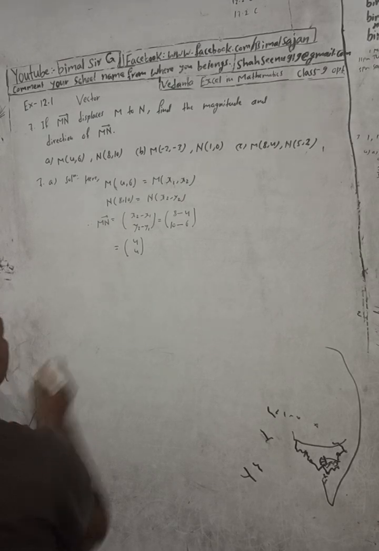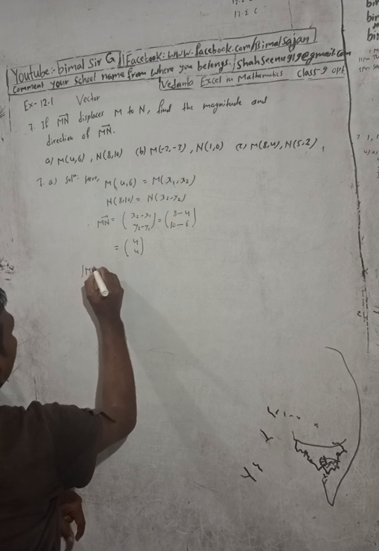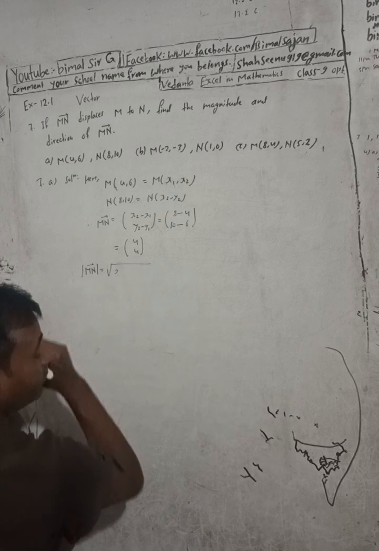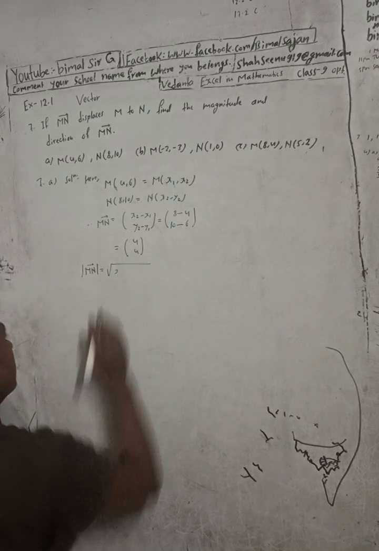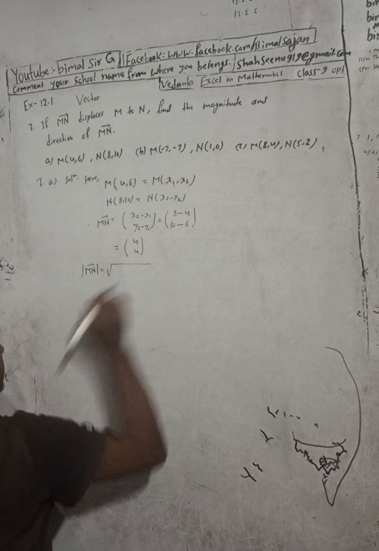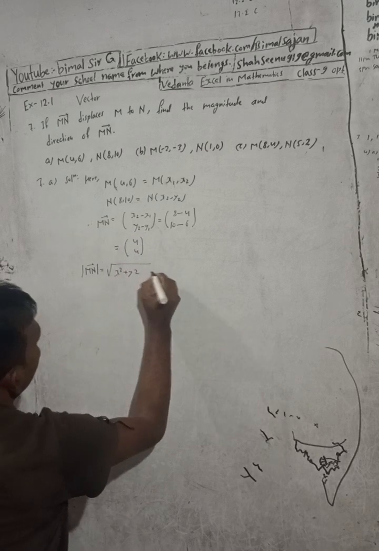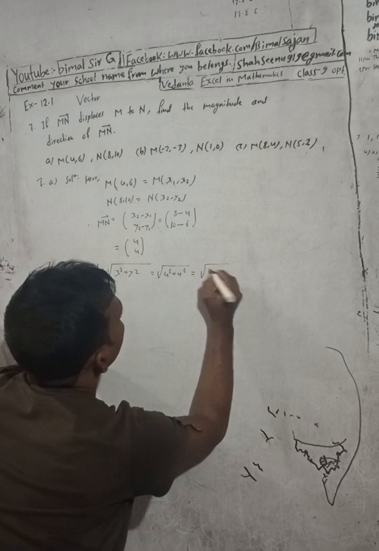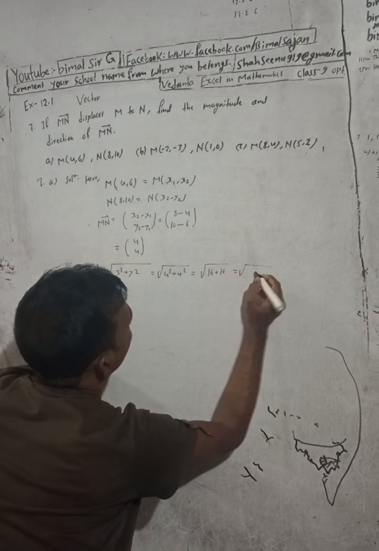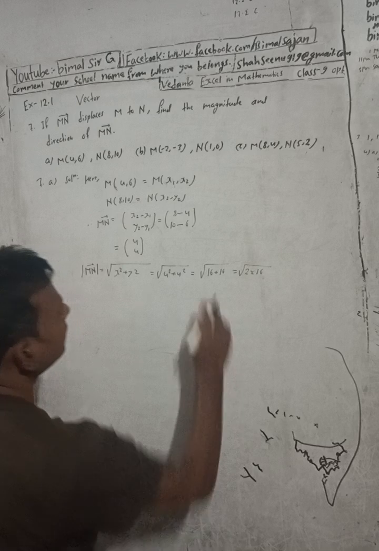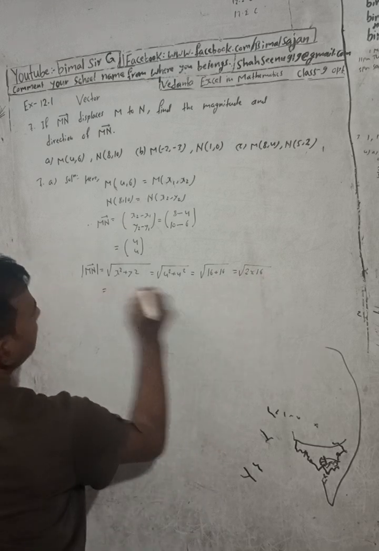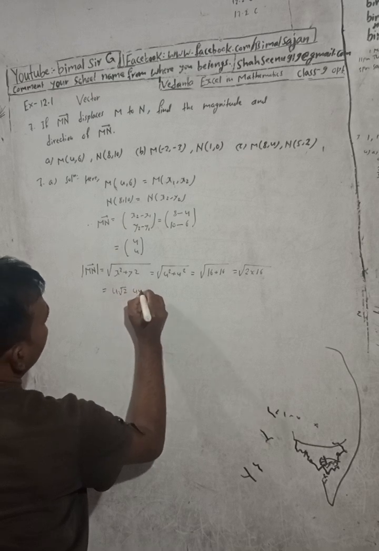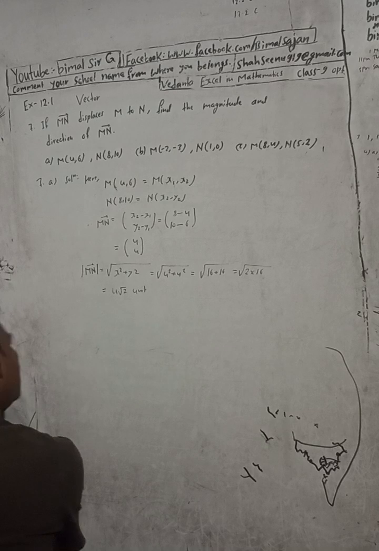Now we have to find the magnitude. So the magnitude of vector MN, that means the modulus of vector MN, is equal to root under x square plus y square, which is 4 square plus 4 square. So this is equal to root of 16 plus 16, which is 2 into 16. 16 will come out as 4, and root 2 remains under. This is 4 root 2 units.